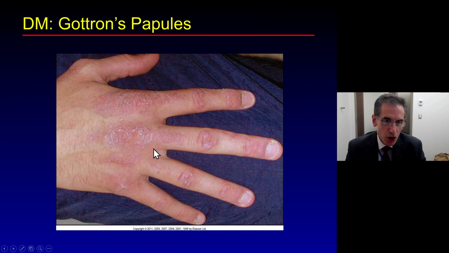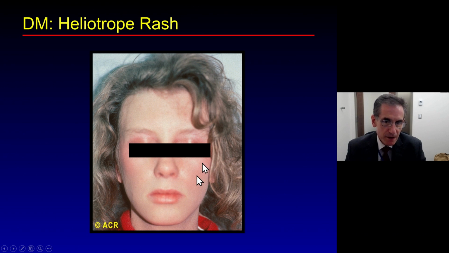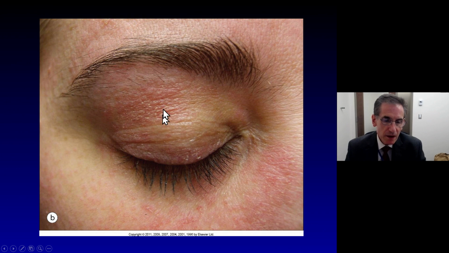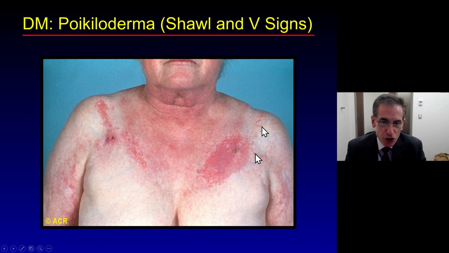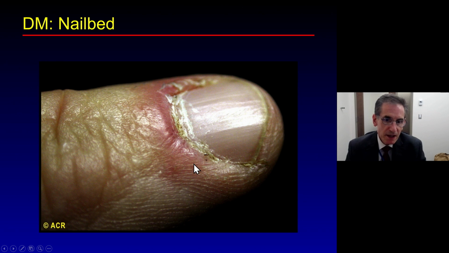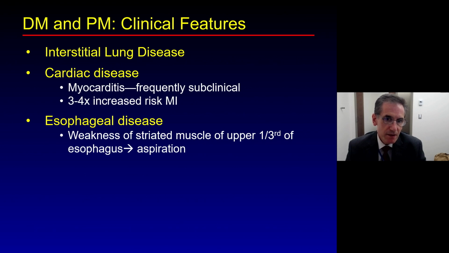Here are the classic Gottron papules associated with dermatomyositis, scaling over the external surfaces of the hands, heliotropic rash, which can be seen, erythema around the eyelids, a shawl sign here, which is typically photosensitive, erythema around the nail beds, or so-called periungual erythema, another hallmark of dermatomyositis. And so that's important to keep in mind.